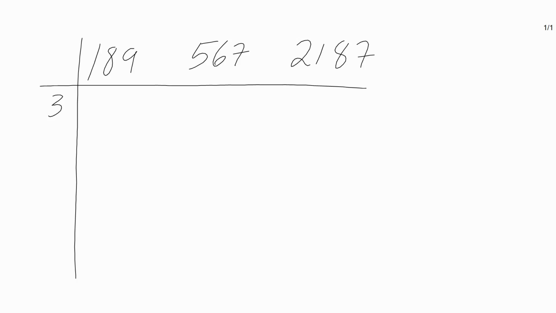So here we go. 3 will go into 18 6 times. 3 will go in there 3 times. 3 will go into 5 1 time. That leaves 26. 8 times. That leaves 27. 9. 3 will go into 21 7 times. 3 will go into 8 2 times. That'll leave us 27. And I think these are divisible by 9 by 3.